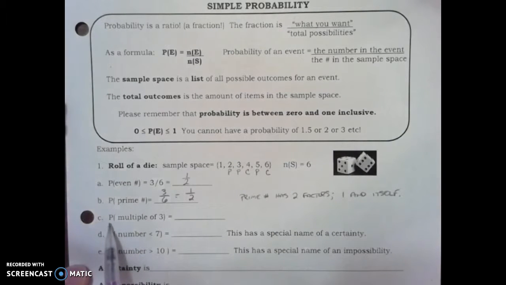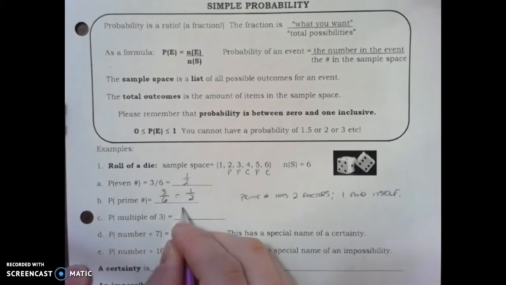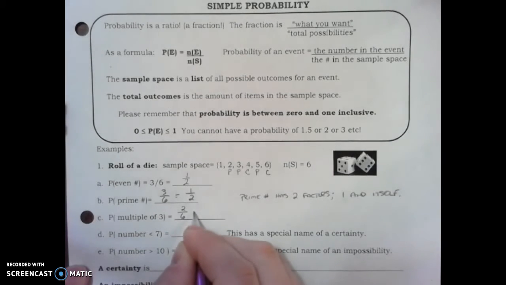In part C, they want to know what's the probability of getting a multiple of 3 on a die. Well, the multiples of 3, that's when you count by 3s, 3, 6, 9, 12, etc. Well, 3 and 6 are multiples of 3 that are on a die. That's 2 out of the 6 possibilities, which makes your probability 1/3.